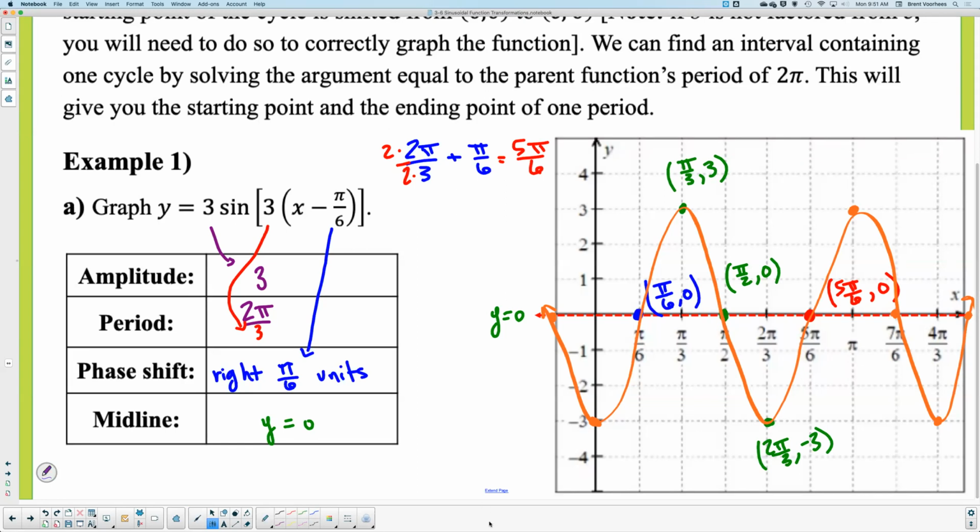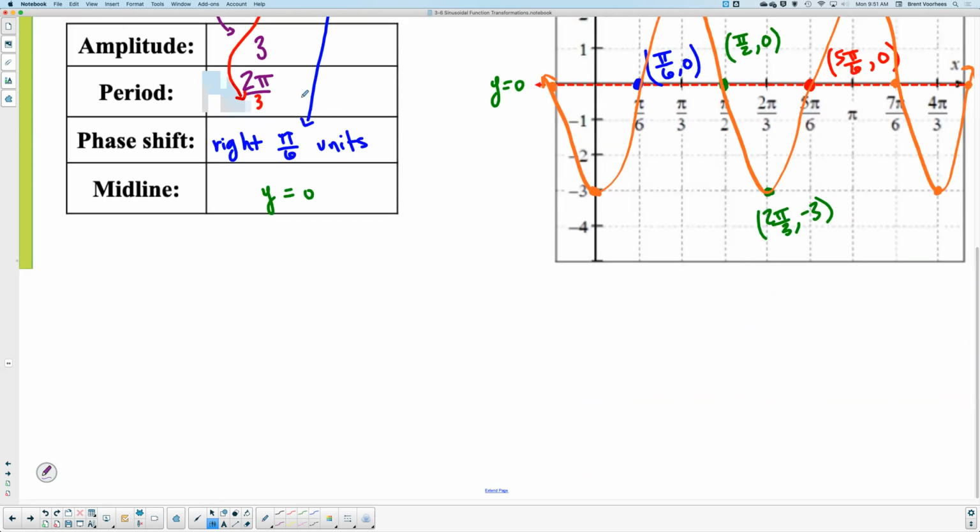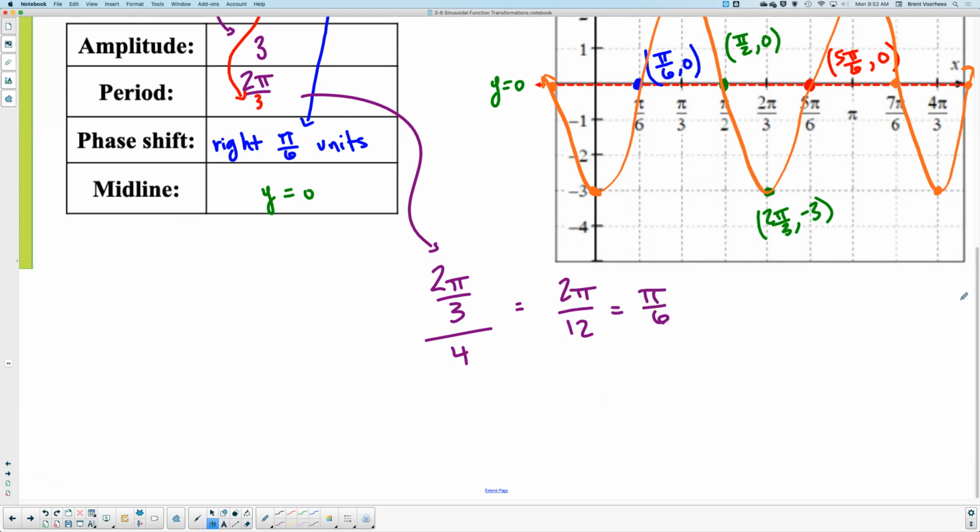All this is free. I'm just going to give you this for free here, but it's extra. If you take your period, which right now is 2 pi divided by 3, and divide that by 4, that'll tell you how far to space everything apart. So 2 pi divided by 3 divided by 4. Dividing by 3, then dividing by 4 is the same thing as dividing by 12. And that could reduce to tell you every pi over 6 you have a new value.